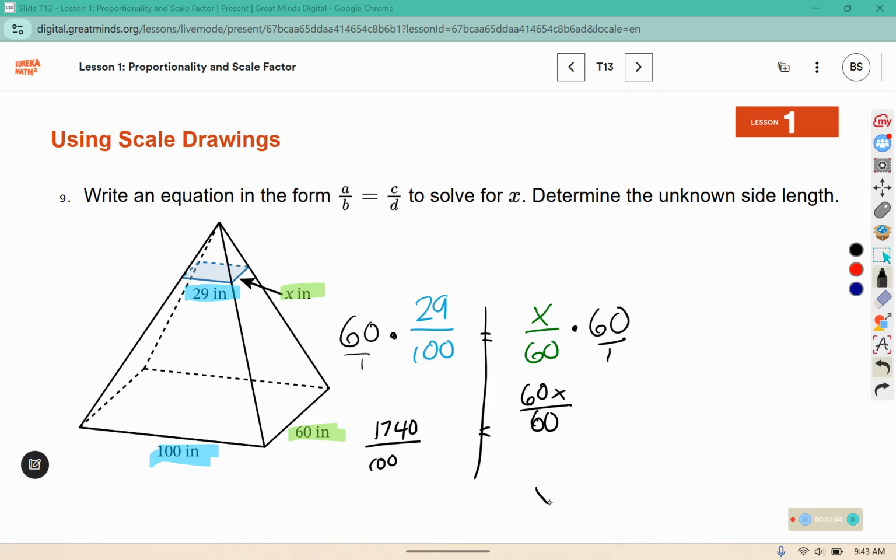60x divided by 60 is x. And 1,740 divided by 100 is 17.4. So this is 17.4 inches for that missing side length.